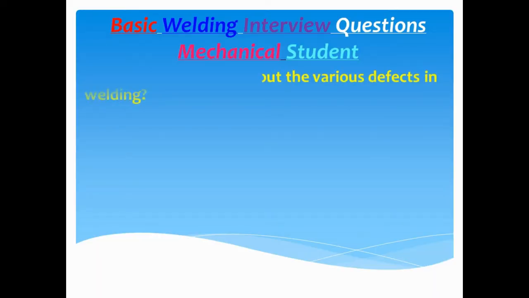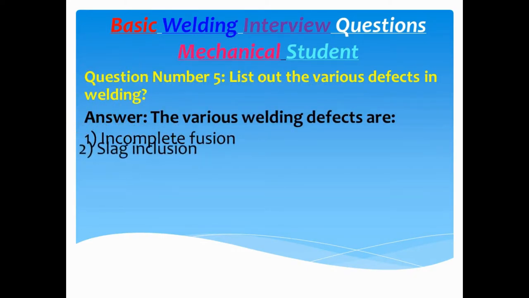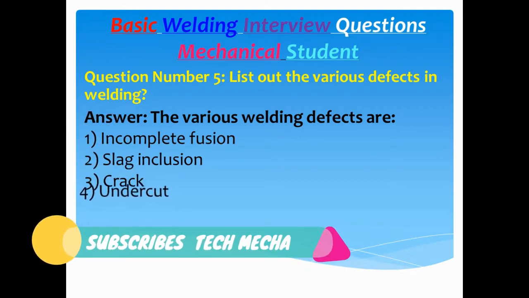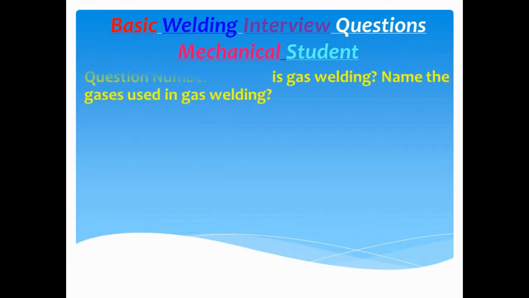Question number 5. List out the various defects in welding. Answer. The various welding defects are 1. Incomplete fusion, 2. Slag inclusion, 3. Crack, 4. Undercut, 5. Porosity and blowholes.